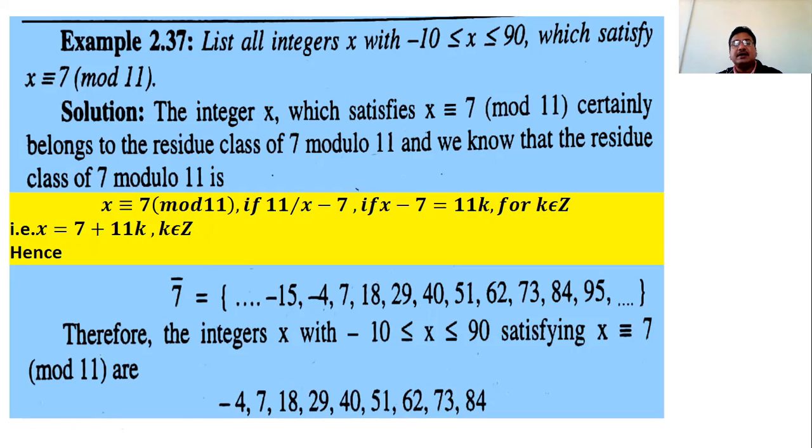Now we substitute values of k from the set of integers, and we get 7 bar, the equivalence class of 7. So what is the equivalence class of 7? The residue class of 7 is denoted by 7 bar. This is the residue class of 7 modulo 11. That is, the set of x from Z such that x is congruent to 7 modulo 11. That is, the element satisfies the property that x is equal to 7 plus 11k, and we substitute k as an integer.